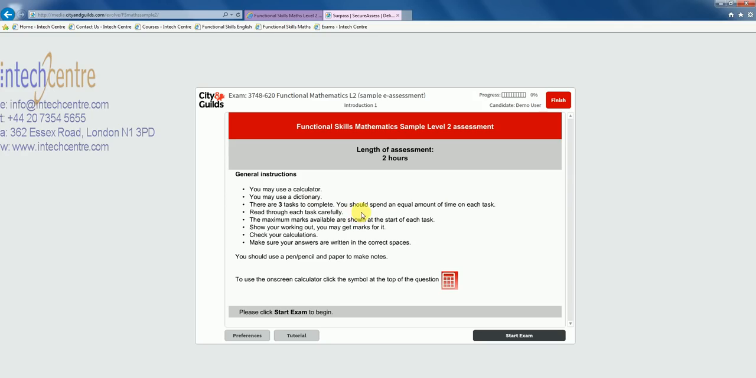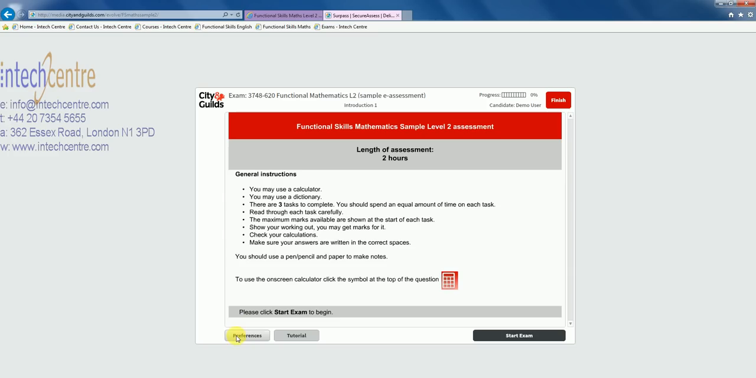Read through each task carefully. The maximum marks available are shown at the start of each task. Show your working out, you may get marks for it. Check your calculations. Make sure your answers are written in the correct spaces. This is really important. You should use a pen, pencil and paper to make notes. You should be provided this when you enter the exam room. To use the on-screen calculator, click the symbol at the top of the question. So this symbol indicates the calculator and you can use this in your exam.